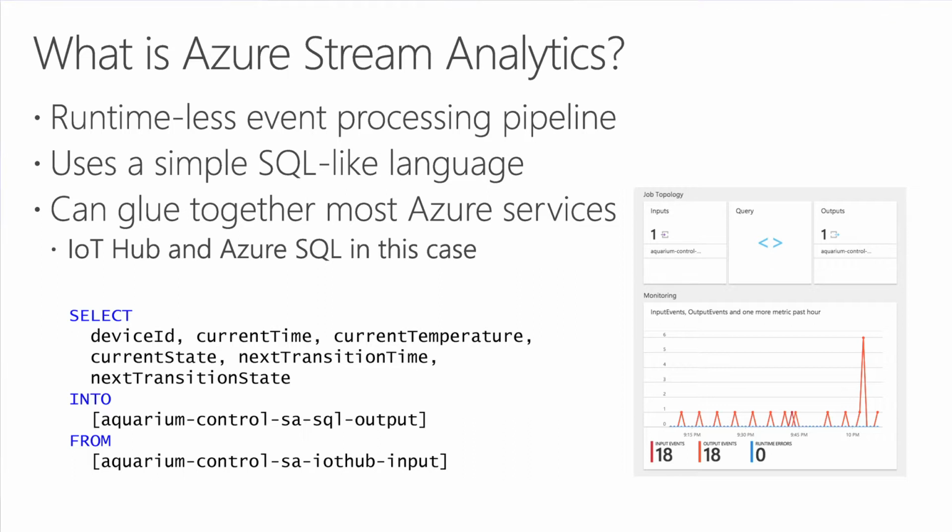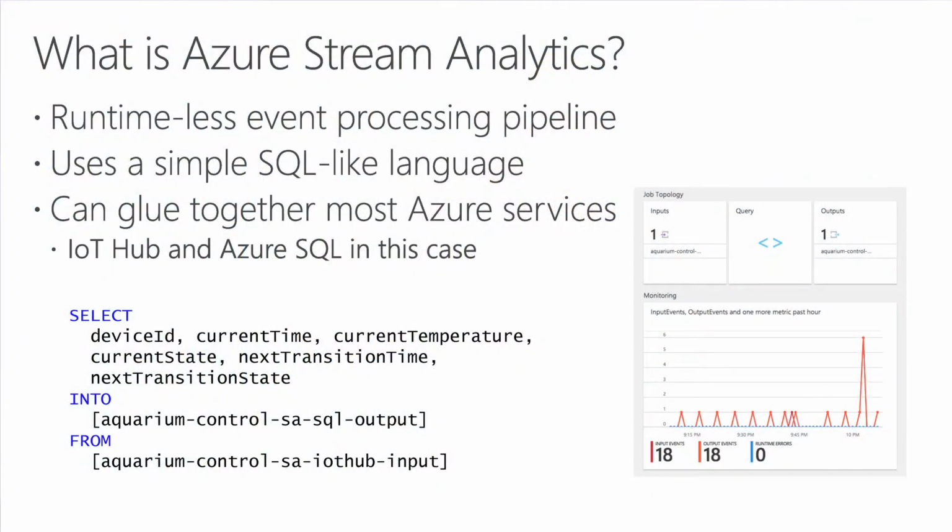And this is a runtime-less processing pipeline, so you don't spin up VMs or anything like that. It uses a simple SQL-like language, so you don't even really have to write very much code at all. And with this, we can glue together pretty much any other Azure service. That little code there, the select into from, is all of the code that I wrote to take data from IoT Hub, which was just a message call on the Raspberry Pi, and pump it straight into Azure SQL. So I didn't have to write any Node.js or .NET, Python, anything like that to get data from a Raspberry Pi into a database. And I think that's really cool.